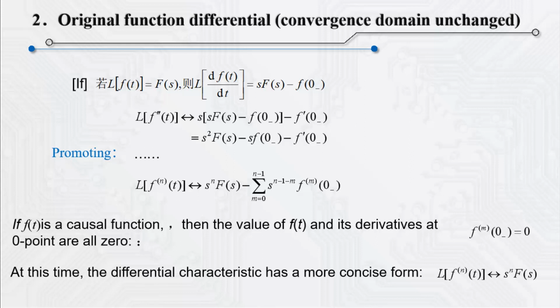If f(t) is a causal function, then the value of f(t) and its derivatives at 0 negative is 0. This differential property then has a more concise form. The n-th derivative of f(t) corresponds to s to the n times F(s). The most common forms are the first derivative of f(t) corresponds to s F(s), and the second derivative of f(t) corresponds to s squared F(s).